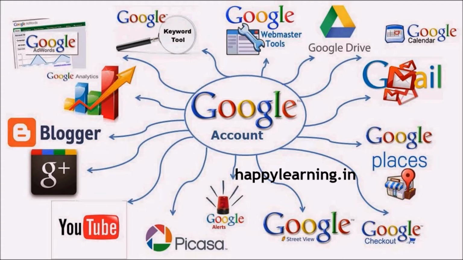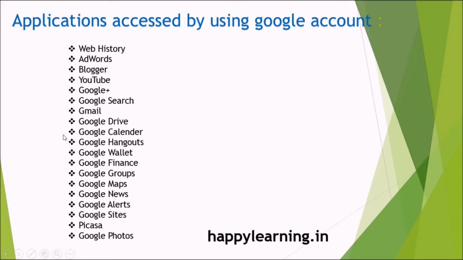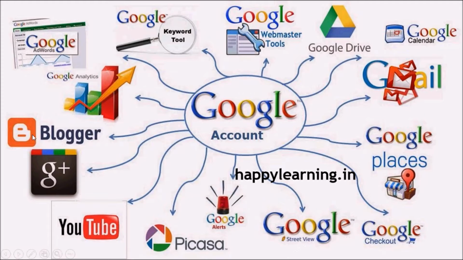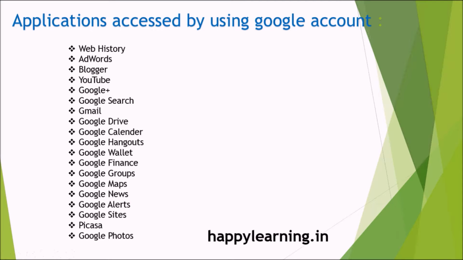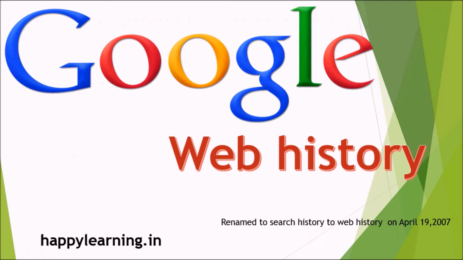Just as you're seeing on the screen: the keyword, webmaster, drive, calendar, Gmail, places, checkout, street view, alerts, Picasa, YouTube, G+, and Blogger. Whatever I mentioned on this screen, I made a list here of the applications we can access by using a Google account. A Google account is nothing but your Gmail account. We can access our web history, AdWords, Blogger, YouTube, Google+, search, Gmail, Drive, Calendar, Hangouts, Wallet, Finance, Groups, Maps, News, Alerts, Sites, Picasa, and Photos. Do you know something? Picasa is different from Photos.